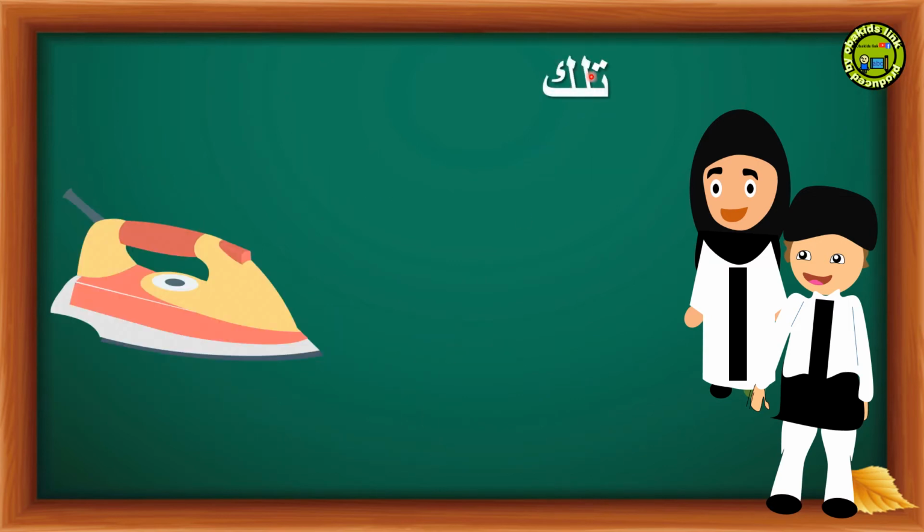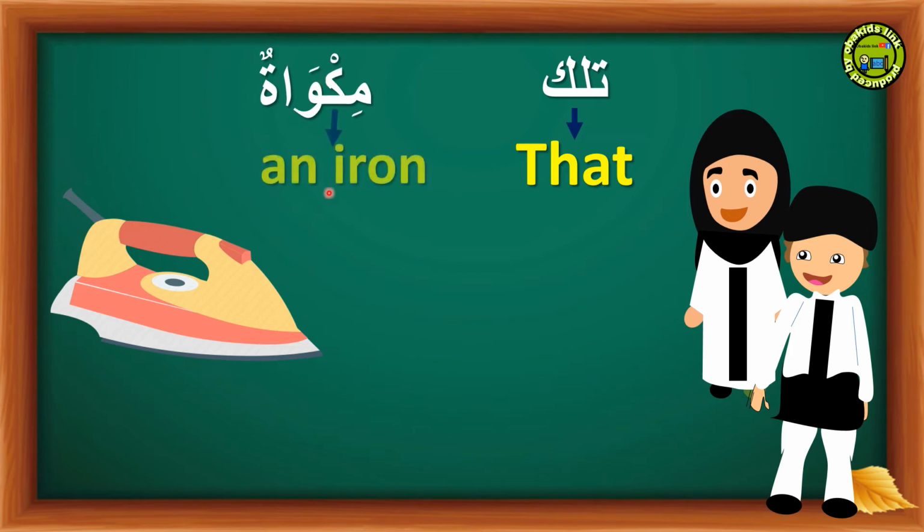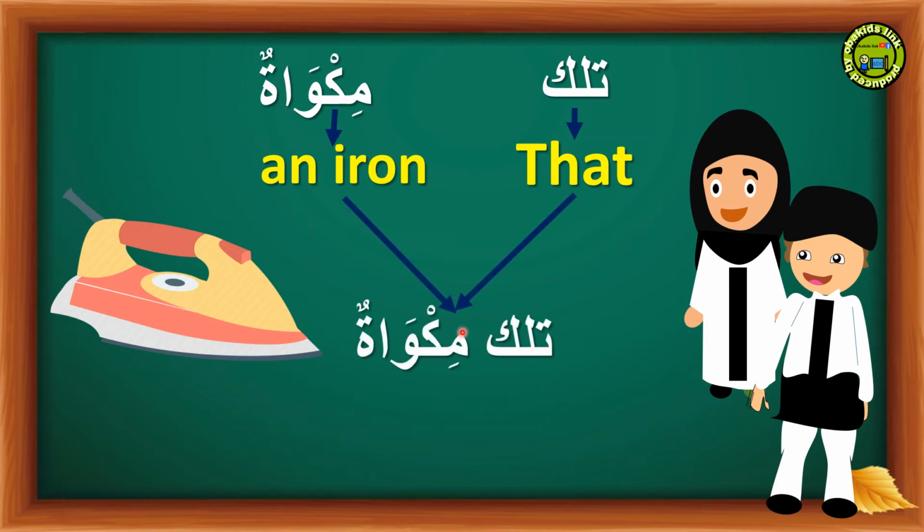This is Tilka. Tilka is a singular feminine demonstrative pronoun which means that. This is Mikwatun. Mikwatun is a singular feminine noun which means an iron. Now if we join Tilka and Mikwatun together, it becomes Tilka Mikwatun. Say after me. Tilka mikwatun, which means that is an iron. Let us see another example.